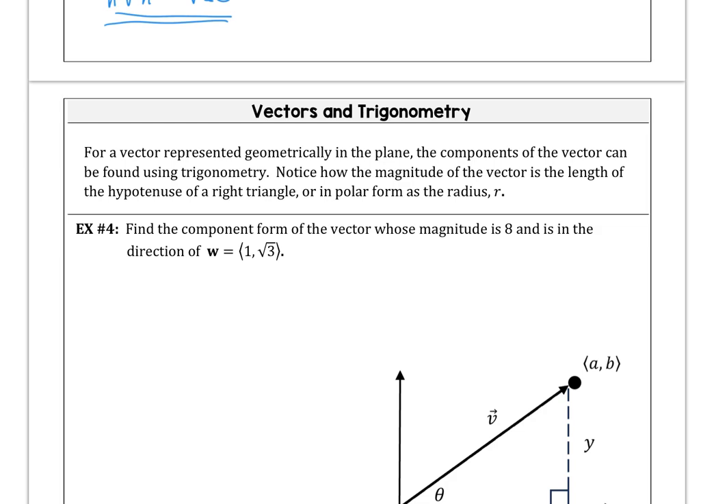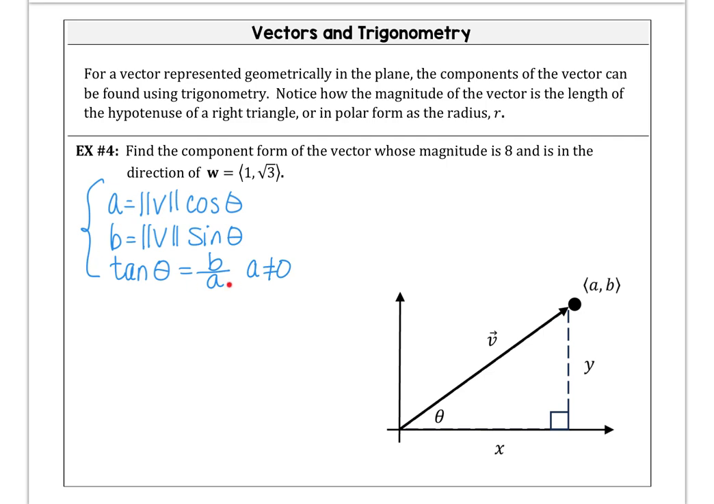Now, for vectors that are represented geometrically in the plane, the components of the vector can also be found using trigonometry. Notice how the magnitude of the vector is the length of the hypotenuse of a right triangle, or in polar form, the radius r. We want to find component form of a vector whose magnitude is 8 and is in the direction of <1, square root of 3>. So first let's get some vocabulary going here.